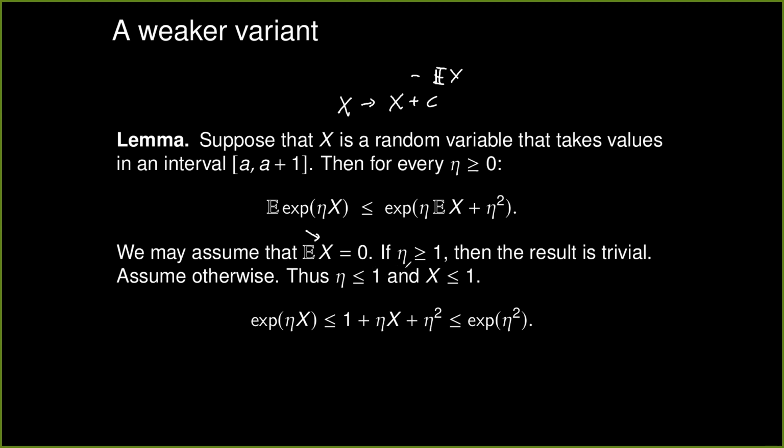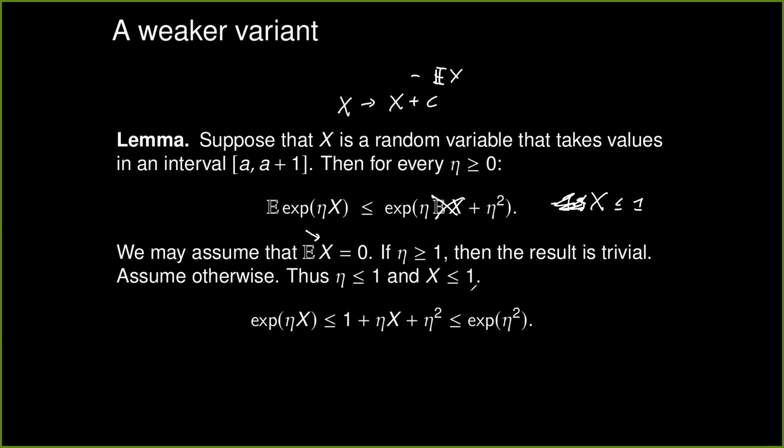And then I note that if eta is bigger than 1, and the expected value is 0, then we know that with probability 1, X will be between -1 and +1. Or even that's enough: X is bounded by 1. And if X is bounded by 1 and eta is at least 1, then this is trivial, since this we already dropped. So then we can assume eta is small, at most 1, and we also know that X is at most 1.